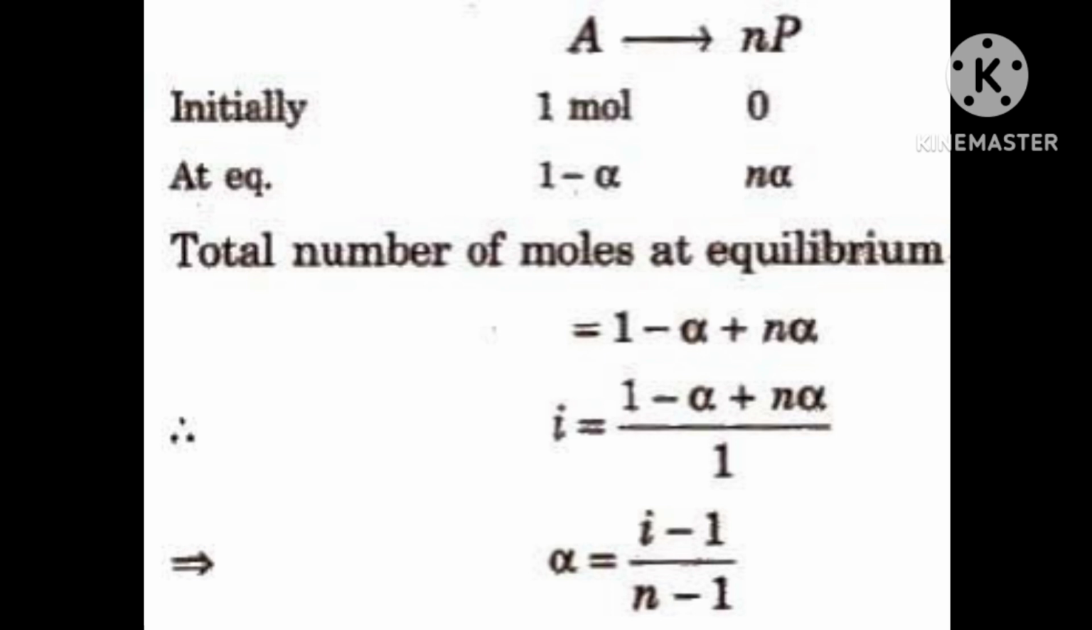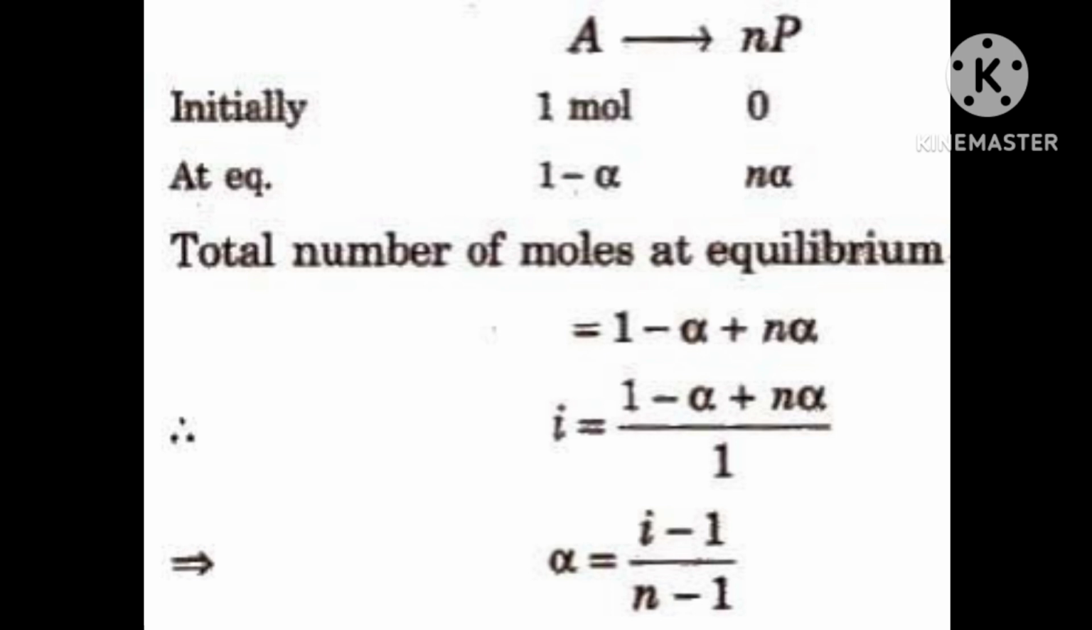1 minus x plus x by 2, then you will get 1 minus x by 2. Correct? 1 minus x plus x by 2 means half of it is going, then half will remain. It means 1 minus x by 2. Correct? At equilibrium, 1 minus x by 2 will remain.